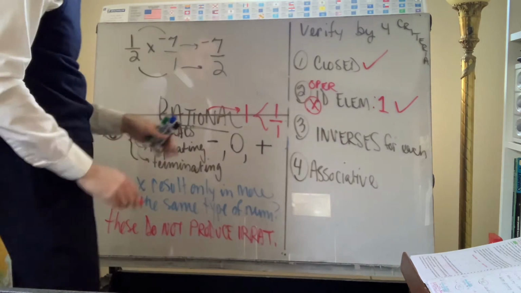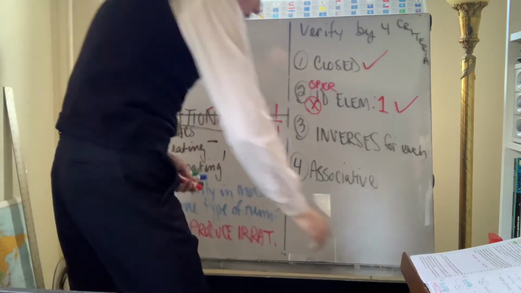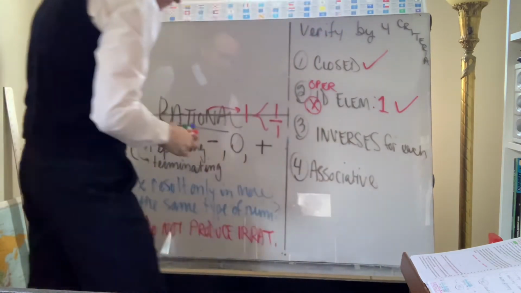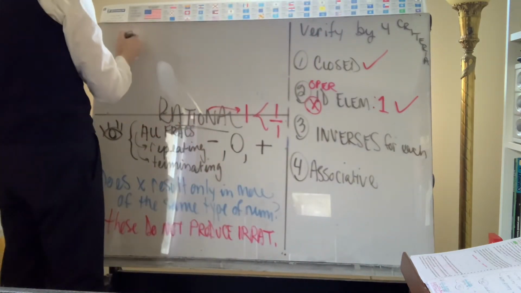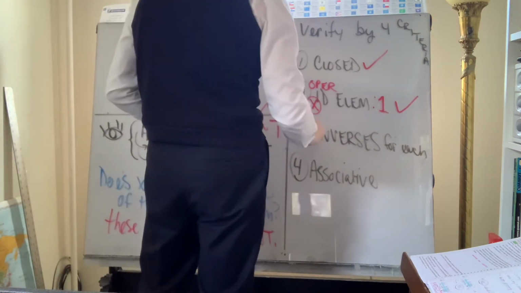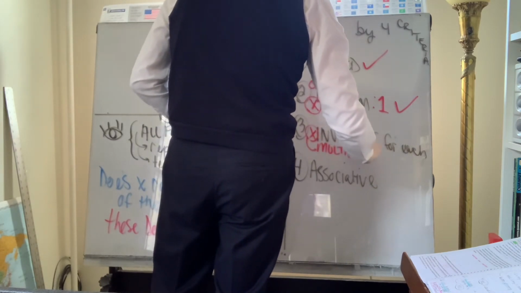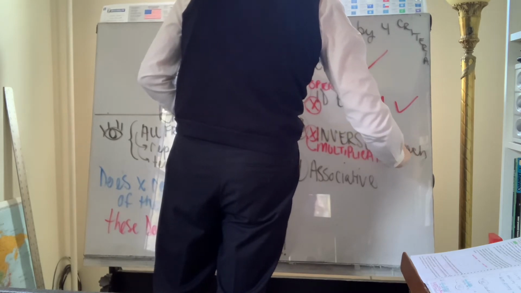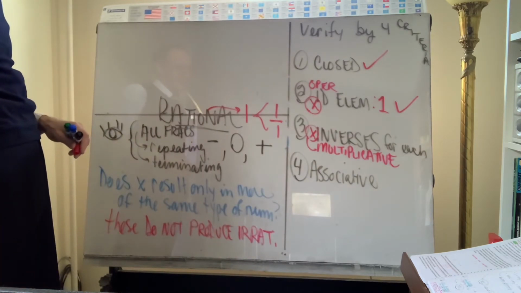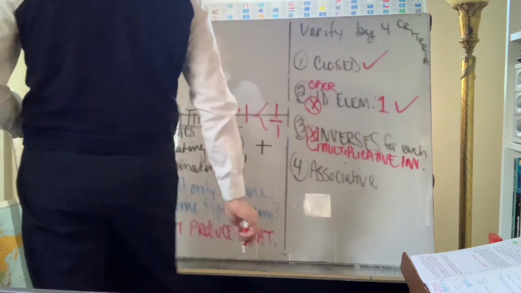Now, the question of inverses for each. Well, when you're dealing with a whole number, we need to consider, because we're dealing with the operation of multiplication again, we need multiplicative inverses to be present, not to be president. Don't vote for them. Multiplicative inverses are reciprocals, generally speaking.